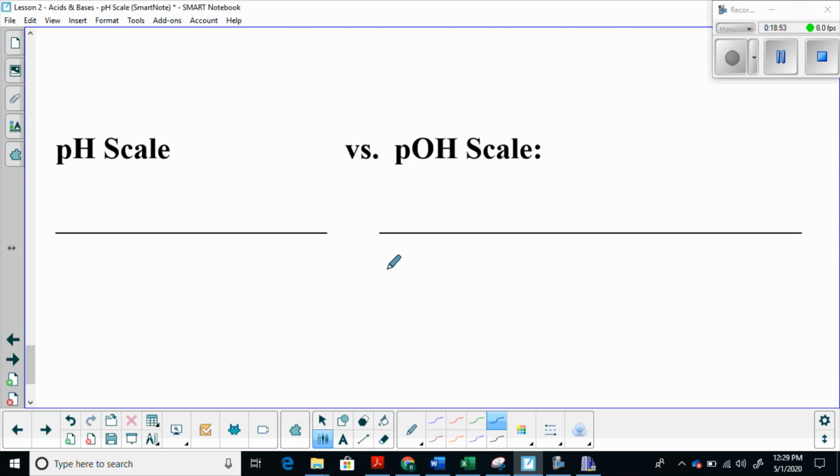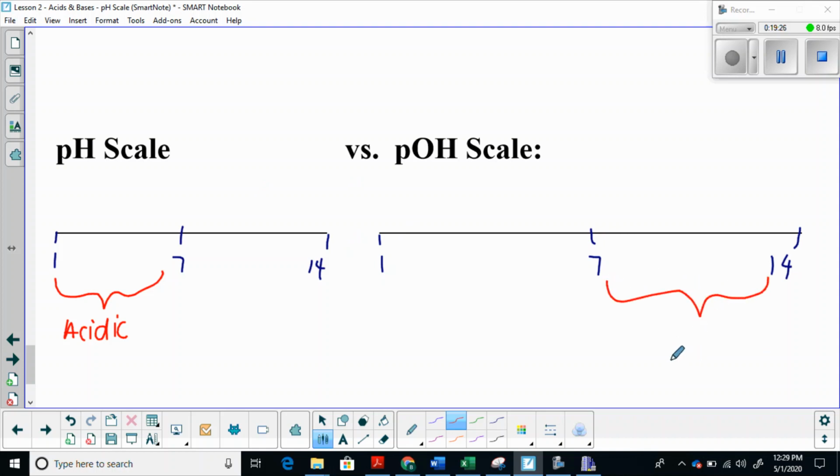So, oh boy, my lines are not equal. So let's say we have 7, 1, 14 here, and then 1, 7, 14 on the POH scale. Let's first identify our acidic side on the pH scale. It lies between here, so this would be our acidic region on the pH scale. The acidic region on the POH scale is 7 to 14.